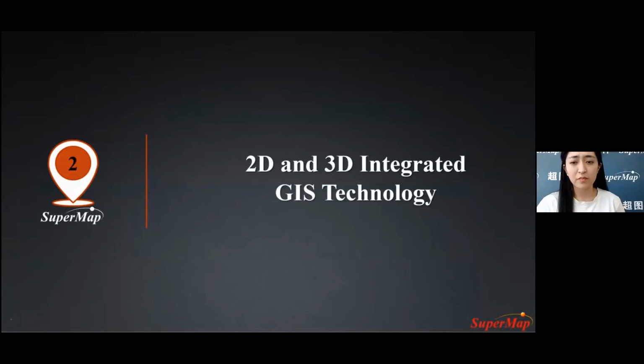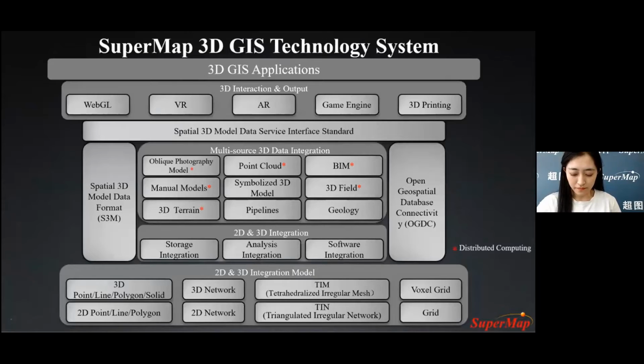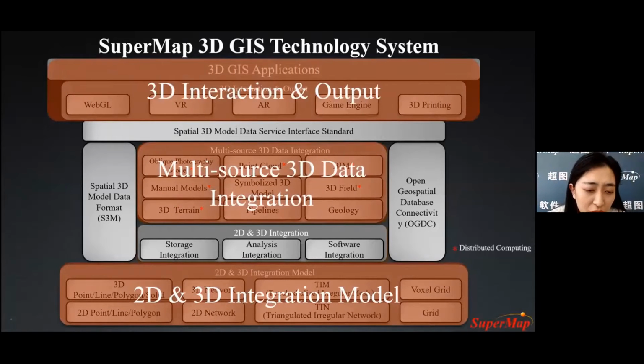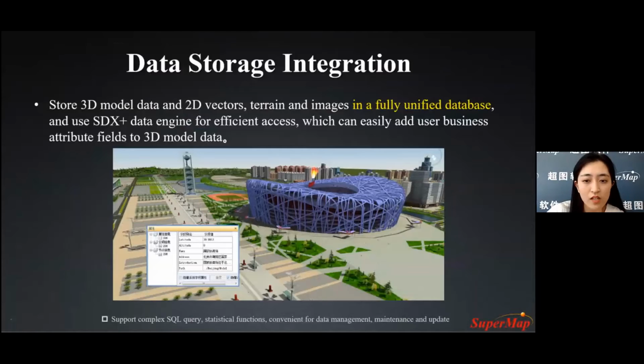And the above is the data model. And then I'm going to introduce the 2D and 3D integrated GIS technology. The 2D and 3D integration includes storage integration, analysis integration, and software integration.